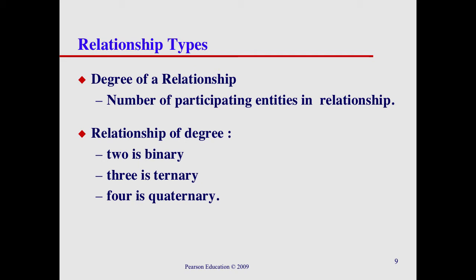It involved a realtor taking a customer to a property to view it. There were three entities: the realtor, the client, and the property. So those are ternary relationships. They involve three entities. A quaternary relationship involves four. A quinary involves five, and so on and so forth. It's pretty rare that you get beyond four.